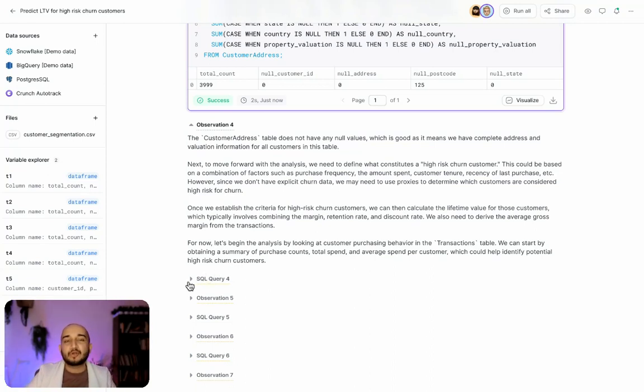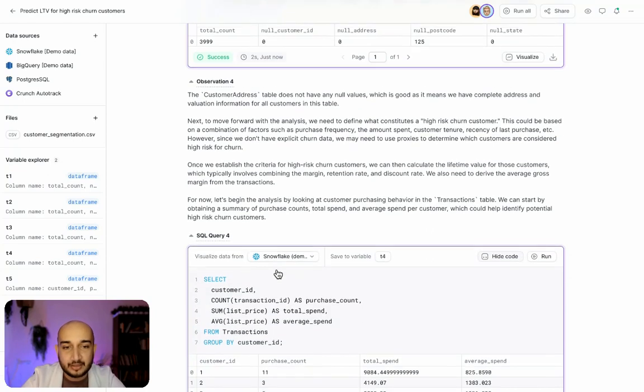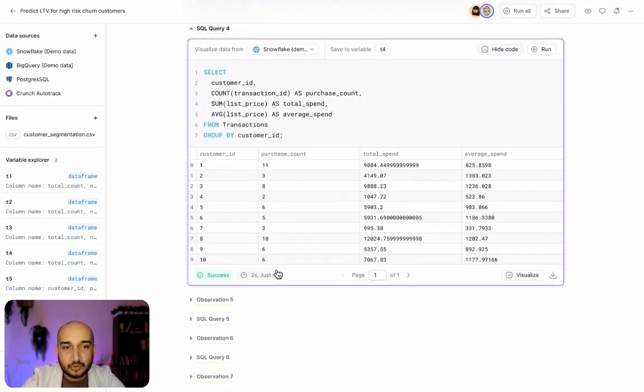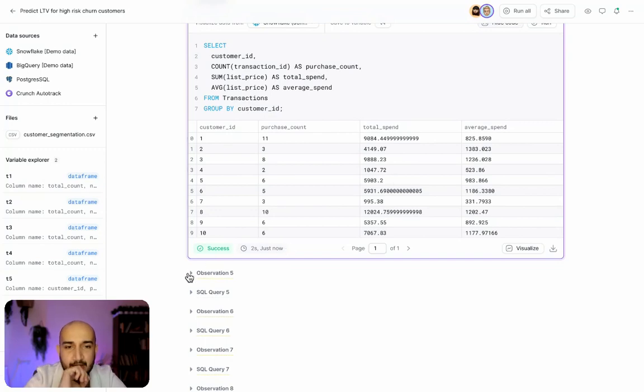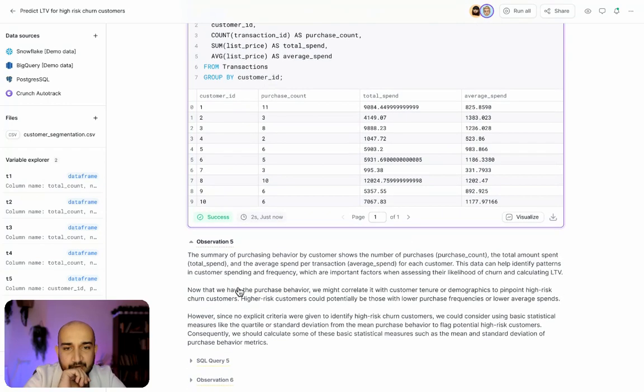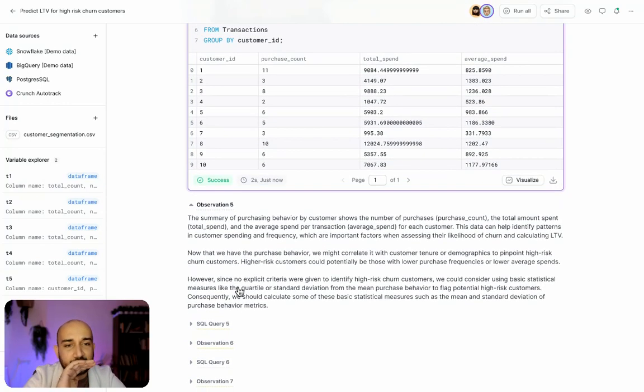It's saying, I'm going to look at the transactions table and look at the purchase behavior and see if there is anything I can gauge from there. So you see the total spend, the average spend, and so on. Now it says that the total amount spent and the average amount spent per transaction for each customer has been identified.